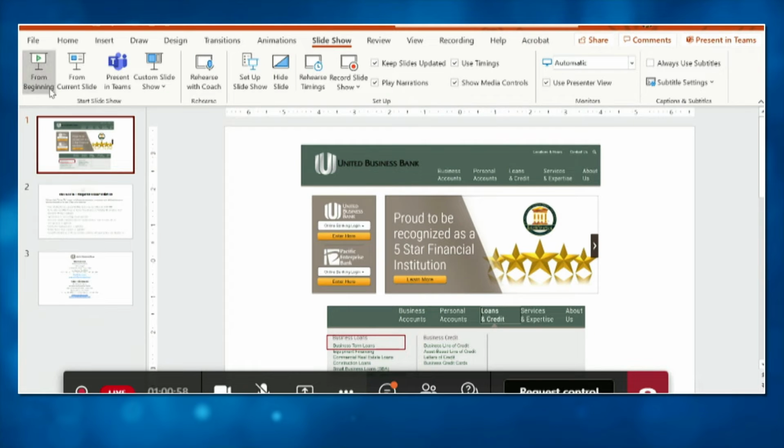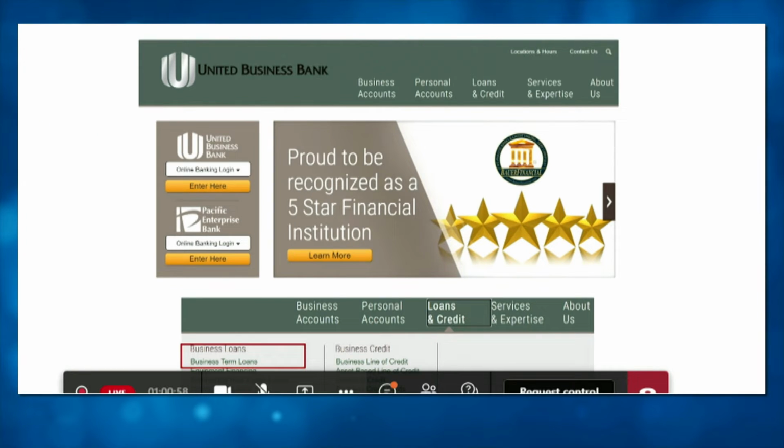Okay. So what you're seeing now is our webpage, the United Business Bank webpage. As you can see, you'll see United Business Bank, Pacific Enterprise Bank, because we recently acquired Pacific Enterprise Bank just earlier this month. And so they are located in Irvine, which now expands our reach down to Irvine. So we have an office there just next to the Santa Ana Airport.